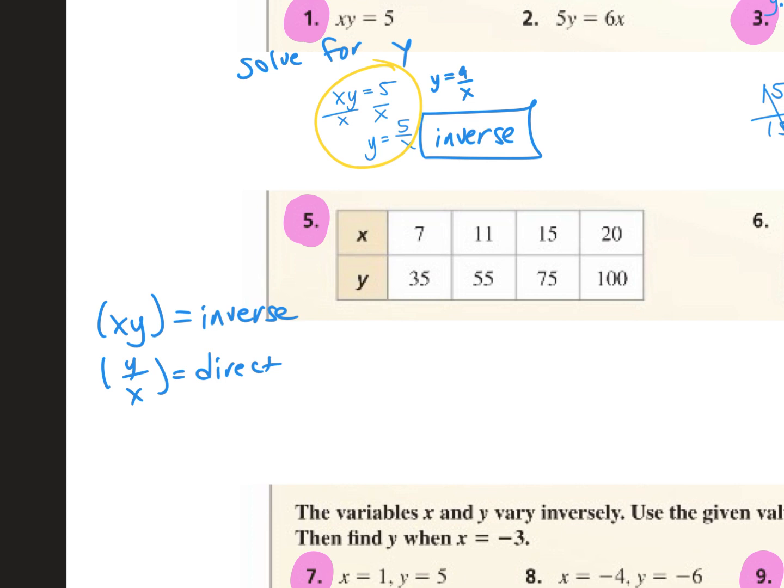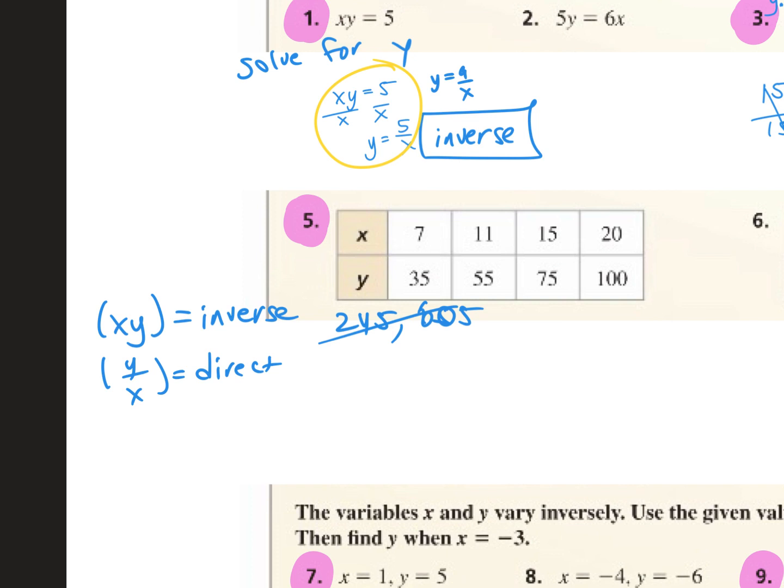So if I multiply 7 times 35, I get 245. You guys will have a calculator. If I multiply 11 times 55, I get 605. Is that a constant? Is that the same thing every time? No, so you can just stop there. Because it has to be a constant. You have to get the same number every time. So since that didn't happen, you can just stop and say, oh, it's not inverse.